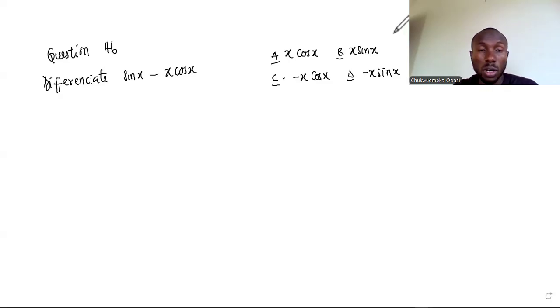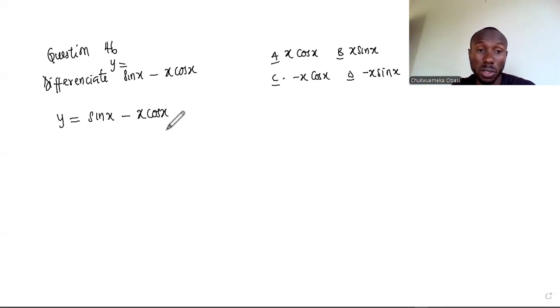All right, guys, welcome to question 46, another problem on differentiation. It says differentiate sine x minus x cos x. Okay, to get started, I would say let y be equal to all of this quantity. So I have y is equal to sine x minus x cos x.